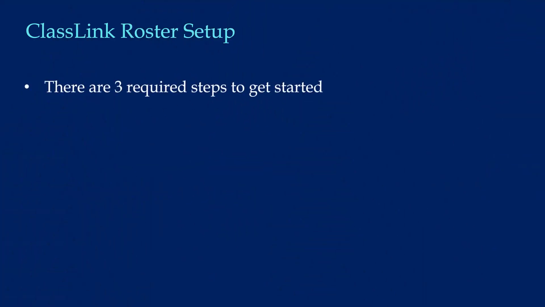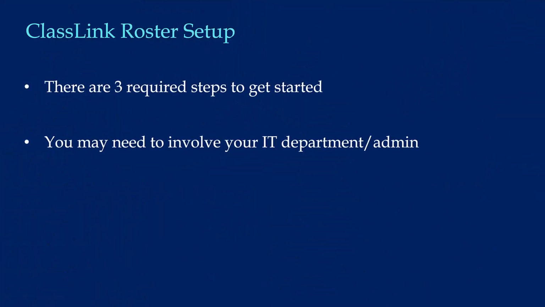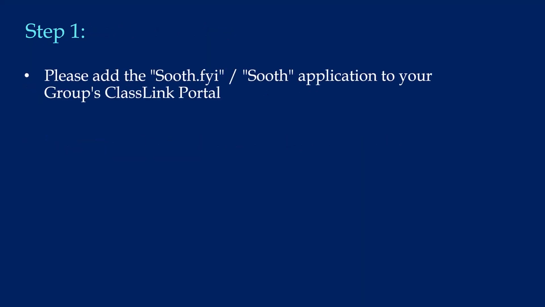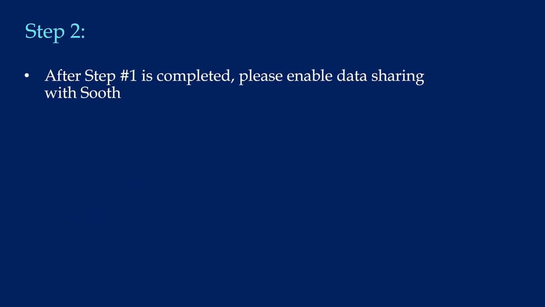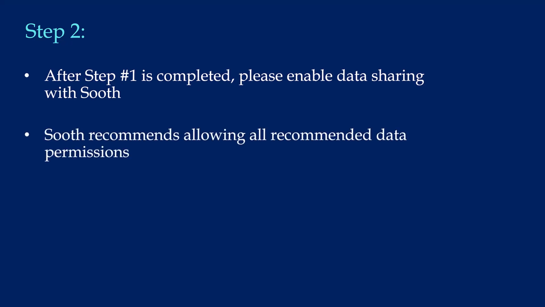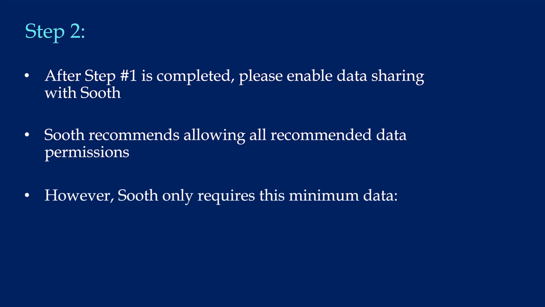Now, there are a few requirements for this to work, and you may need to involve your IT department to complete these steps. First, the Sooth application must be added to the group's ClassLink portal by the group's IT admin for authentication purposes. This includes both the single sign-on connection and Sooth's roster server connection. Second, once the Sooth roster server connection has been added to your ClassLink portal, please enable data sharing with Sooth. We recommend allowing all recommended data permissions, however, we only require the minimum data permissions for student and user data. This includes email addresses, grade levels, and roles.